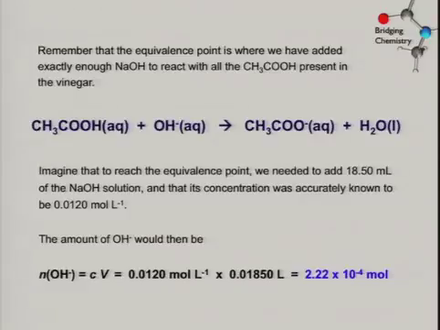Then the amount of hydroxide that you had to add to get to the equivalence point, we can work out because we know that the amount is equal to the concentration times the volume. So it's 0.012 moles per litre times 0.01850 litres. And that comes out to be 2.22 times 10 to the negative 4 moles. We happy? So this is the amount.